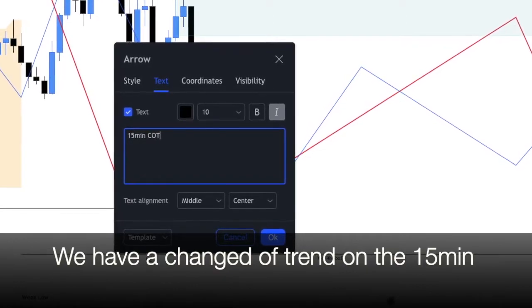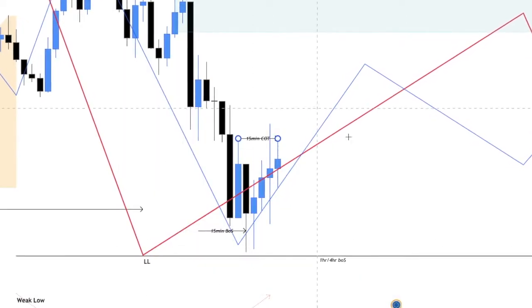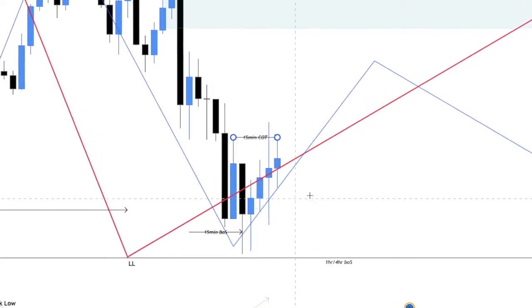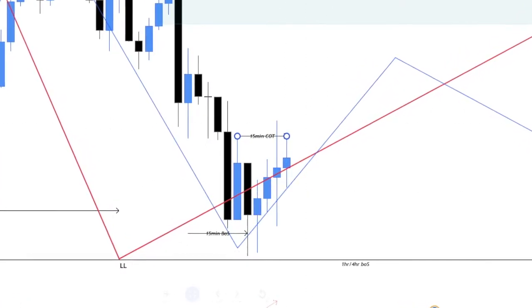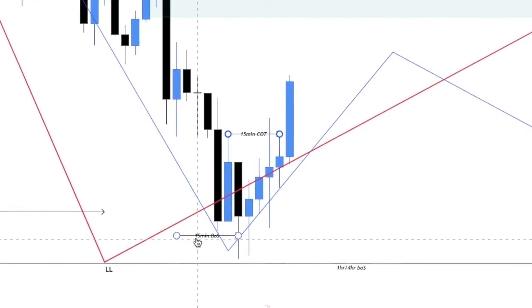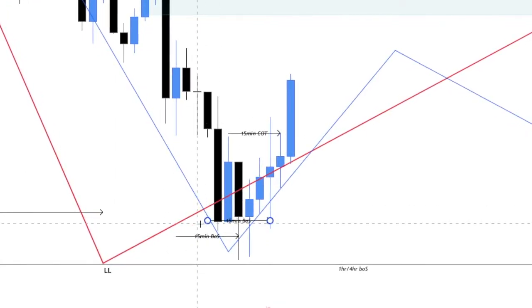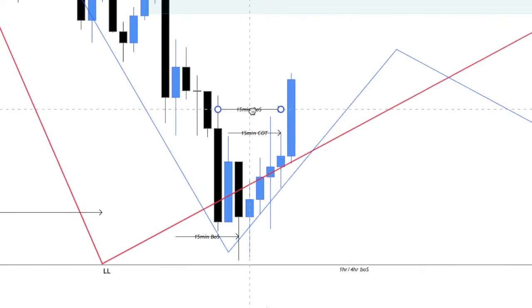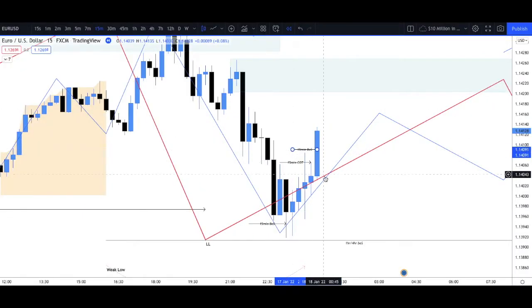Can we expect a pullback? Yeah, definitely. And we can have confluence in the 1 hour too. I'm guessing the 1 hour wants to change trend around this area. Let's just see what it does with this. All right, so we had another 15-minute boss. Another 15-minute boss. It's just going to be a strong hold.